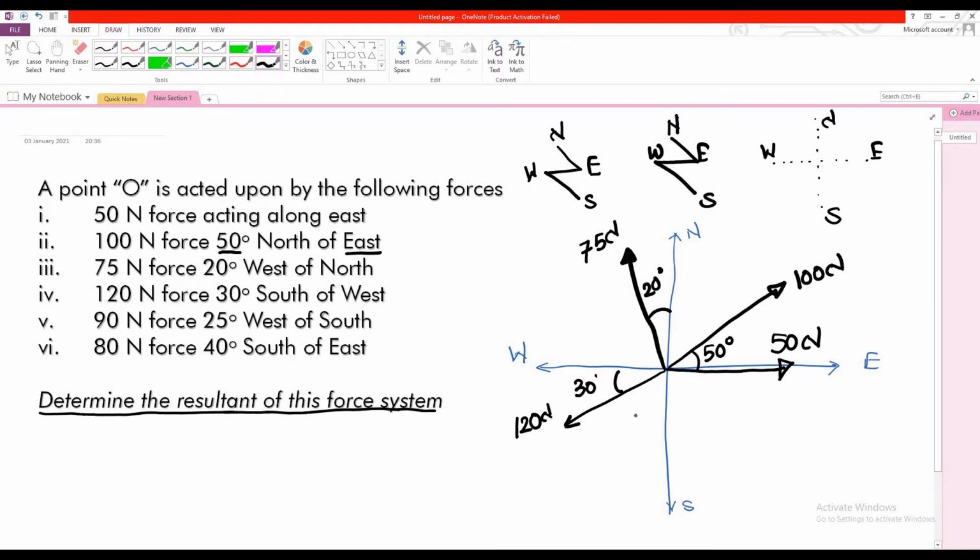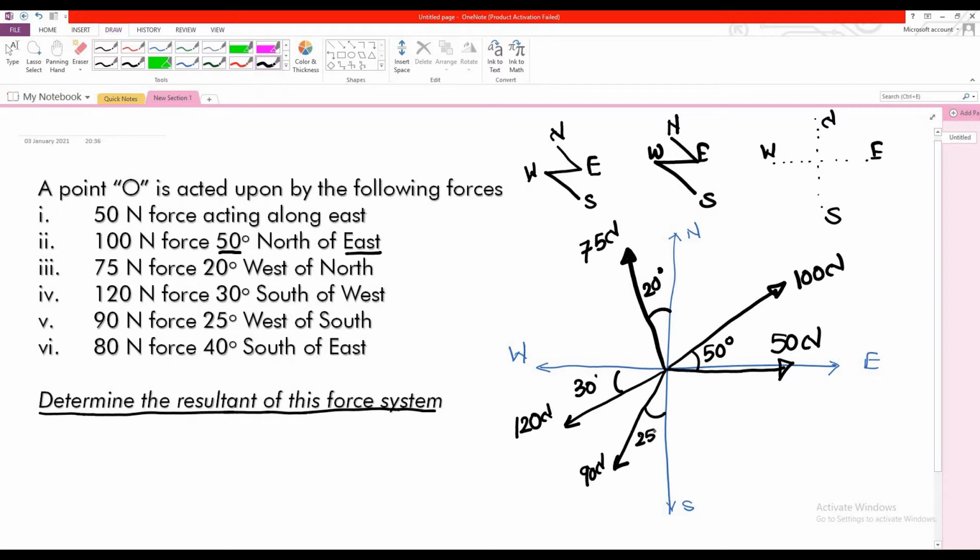Alright, then 90 Newton force, 25 degree west of south. Okay, south has two sides, west side and east side. The 90 Newton force is making an angle of 25 degree with south direction. On which side? West side. Therefore the force should be here. What is the magnitude? 90 Newton. What is the inclination here?